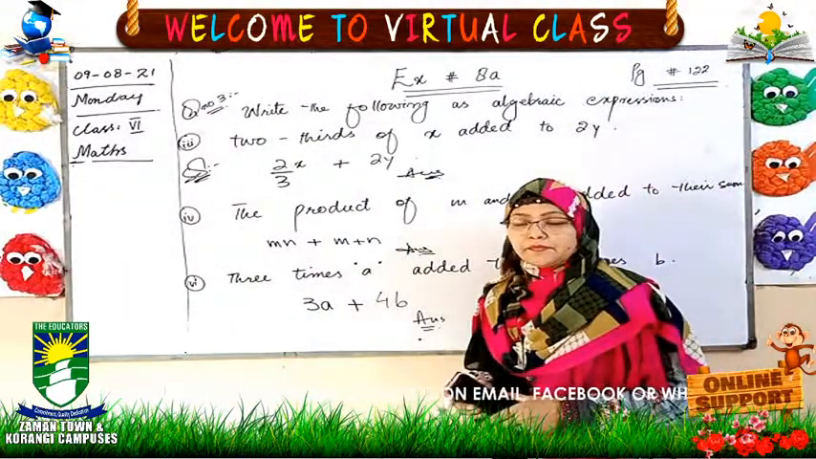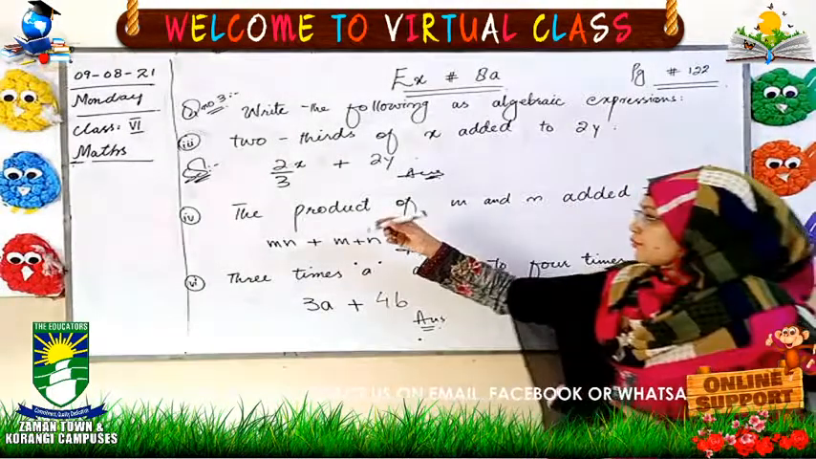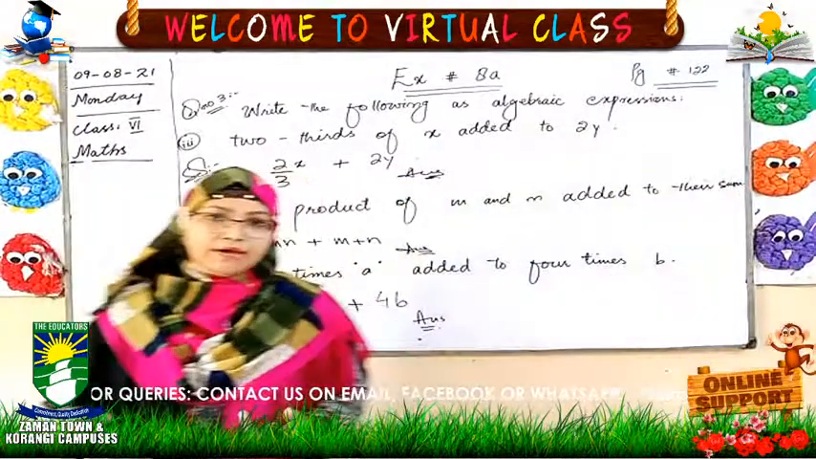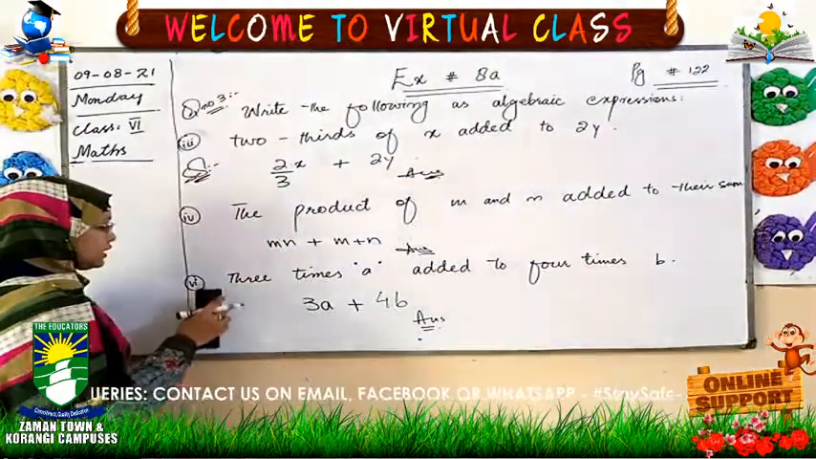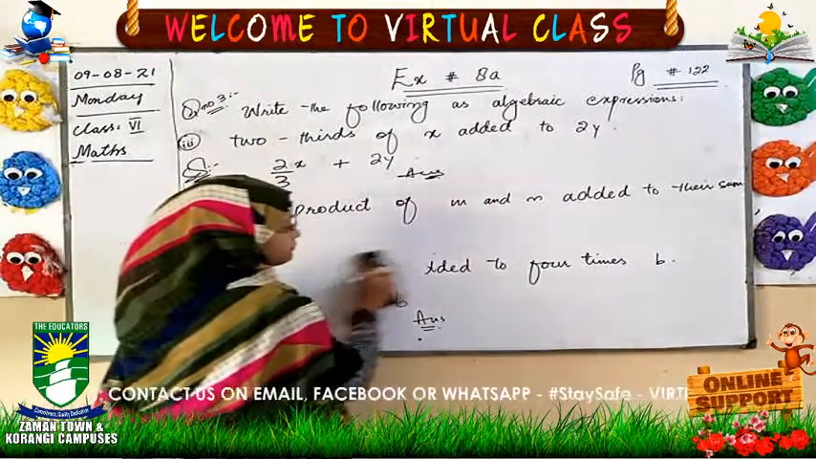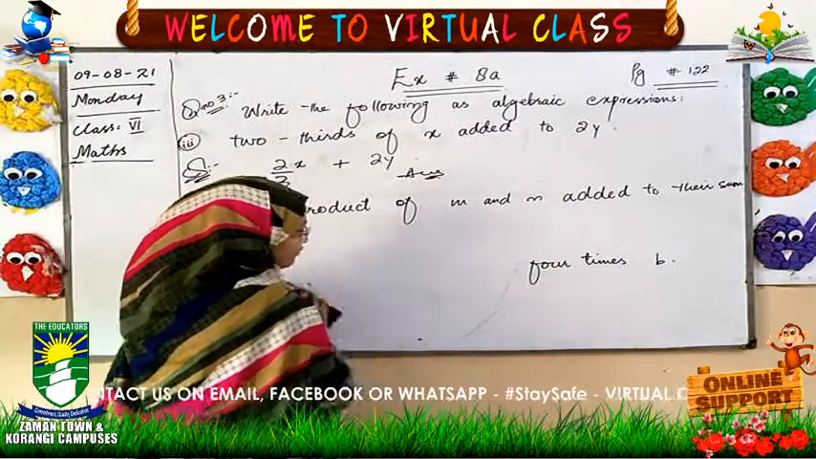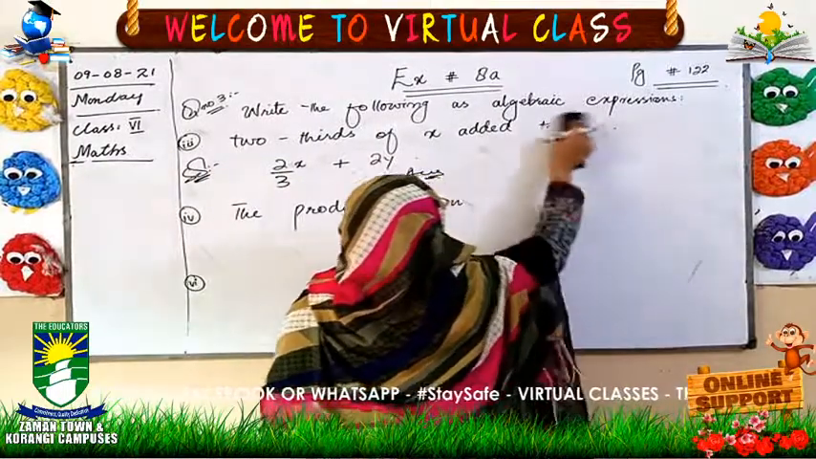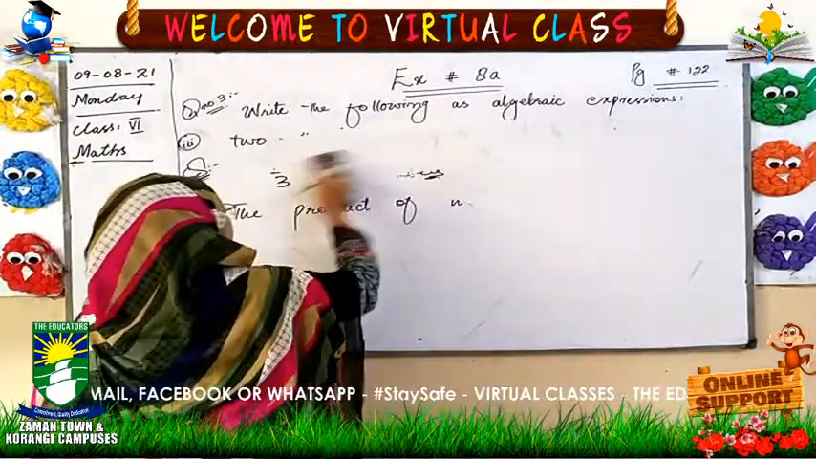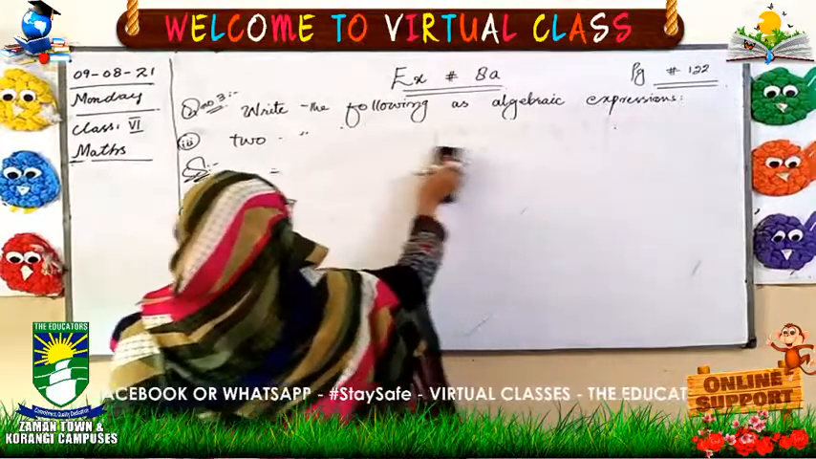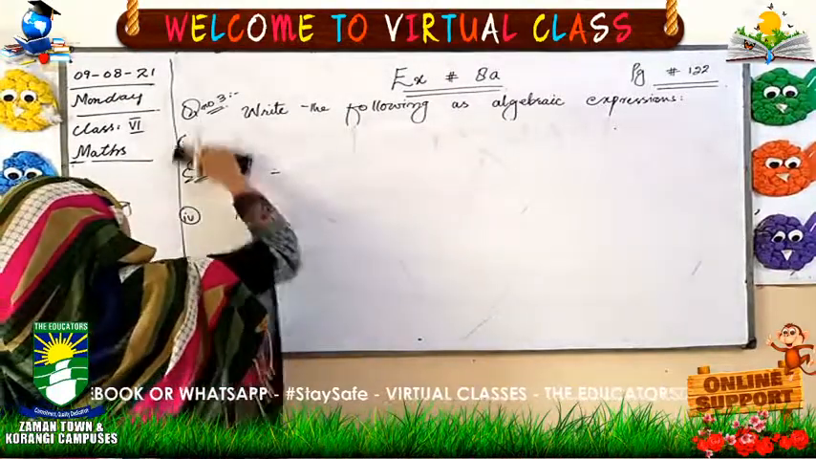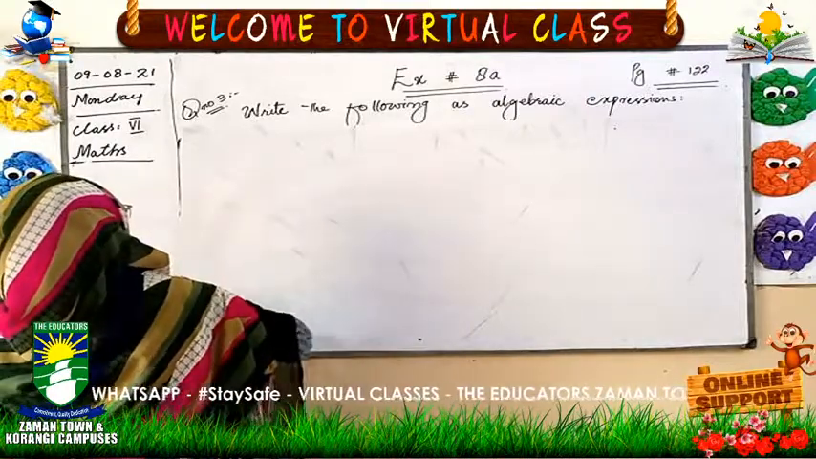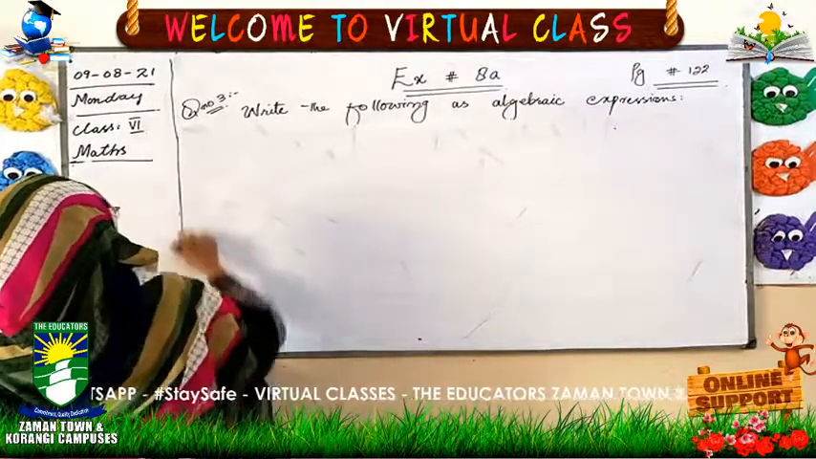Is it clear? Product means multiplication, added to means plus. Times means you have to write down that number with the variable, 3 times a. Suppose it is 5 times x, you will write down 5x. See the last one, then the remaining you will do yourself. As you start working, you will get practice of how to write down algebraic expressions from the given sentence.